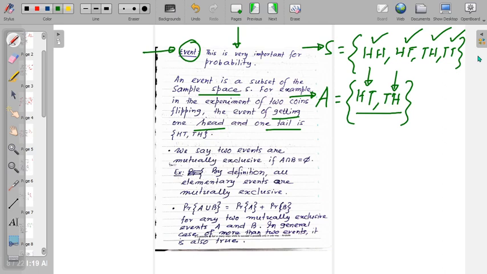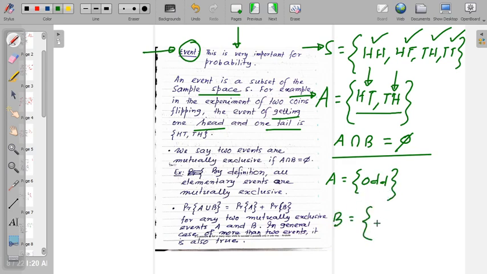Now another thing is that we have to know when two events are mutually exclusive. When this A intersection this B is becoming null, at that time two events are called mutually exclusive. Say whenever we are throwing a six-sided die, A is comprising the odd numbers, and B is comprising the even numbers.